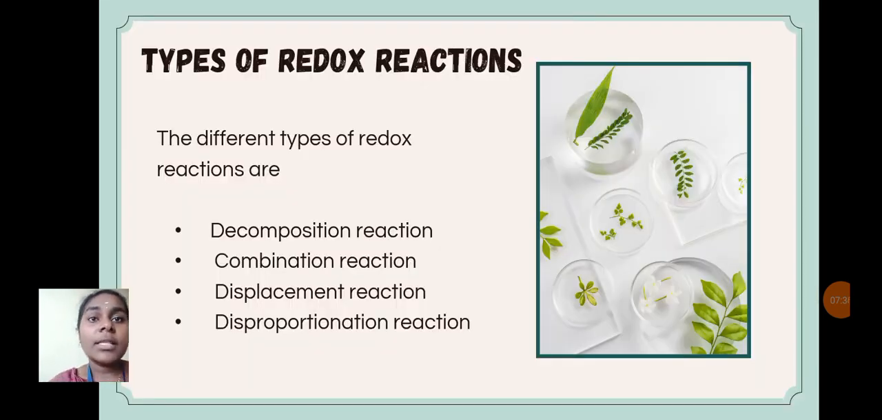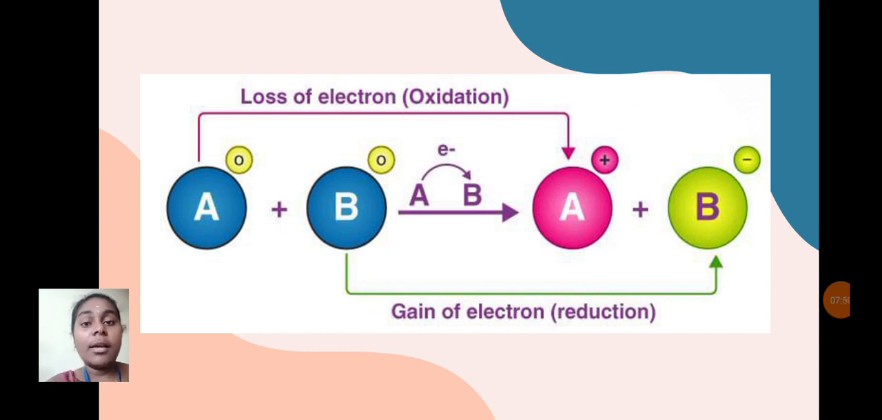Next, types of redox reactions. There are different types of redox reactions: decomposition, combination, displacement and disproportionation reactions. I will take these four different types. Loss of electrons is oxidation, and gain of electrons is reduction.